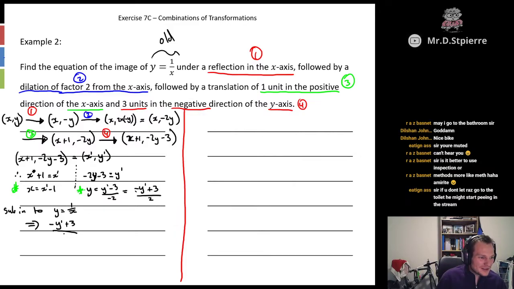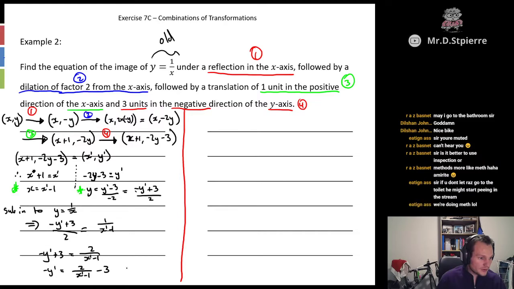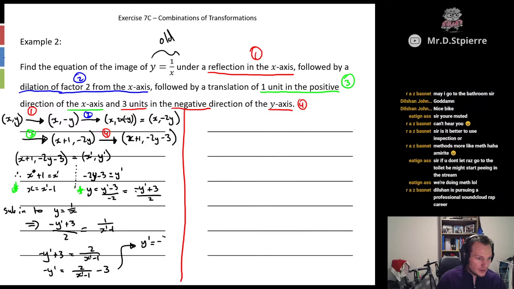2 is equal to 1 on x dash minus 1. So we now need to make this look like a standard function where we have just y equals. So that will be negative y dash plus 3 is equal to 2 on x dash minus 1. So we get negative y dash equals 2 on x dash minus 1 minus 3. And then finally, we have y dash is equal to negative 2 on x minus 1 plus 3, bringing the negative through to the opposite side.